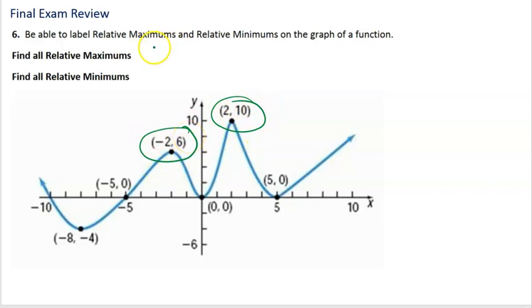So if I list the maximums, it'd be (-2, 6) and (2, 10). Sometimes maximum values are just noted by the y value. So you could say y equals 6 or y equals 10. Okay? All of those are correct. If you had multiple choice, it would depend on what the answer choices look like.